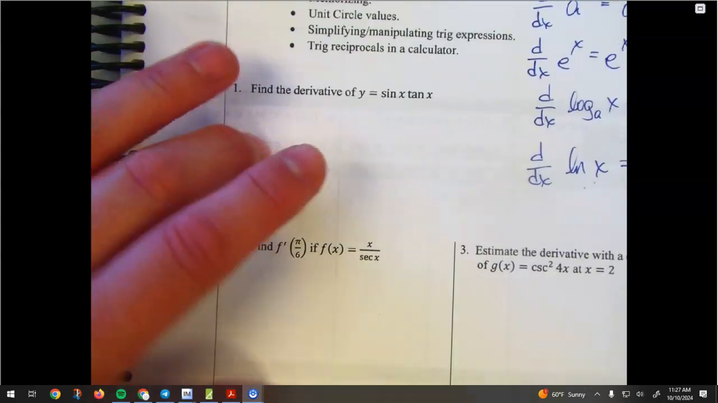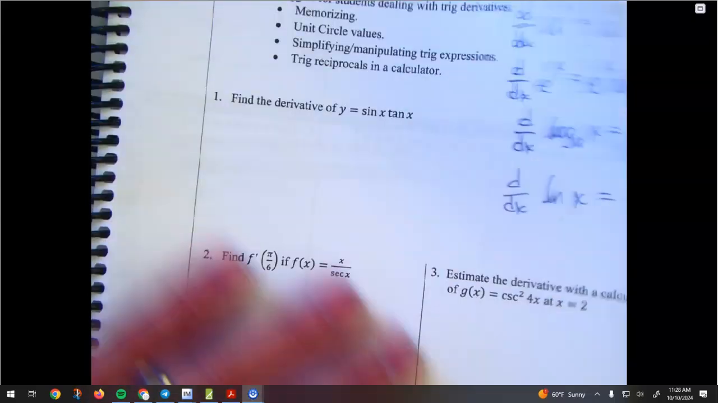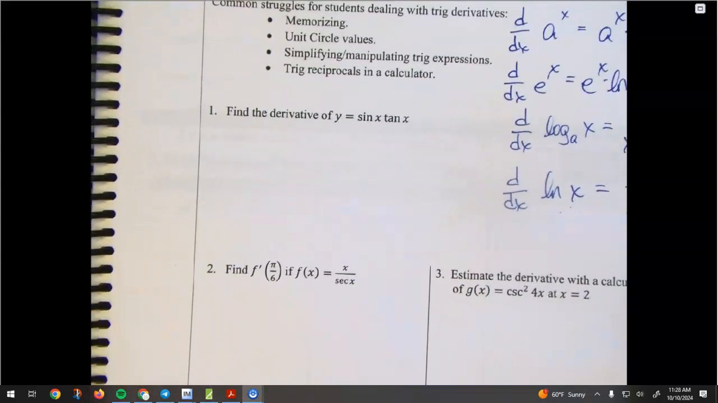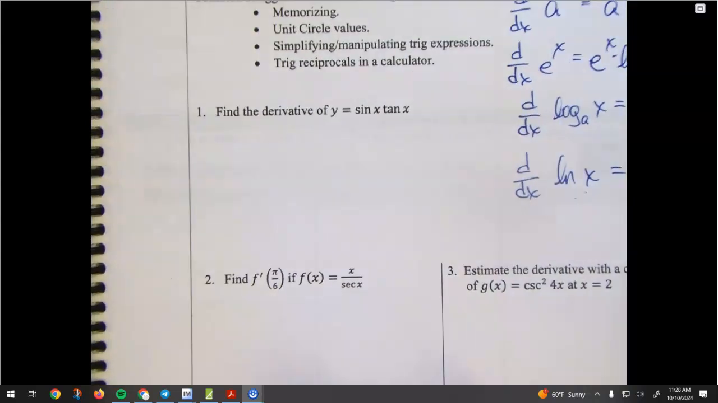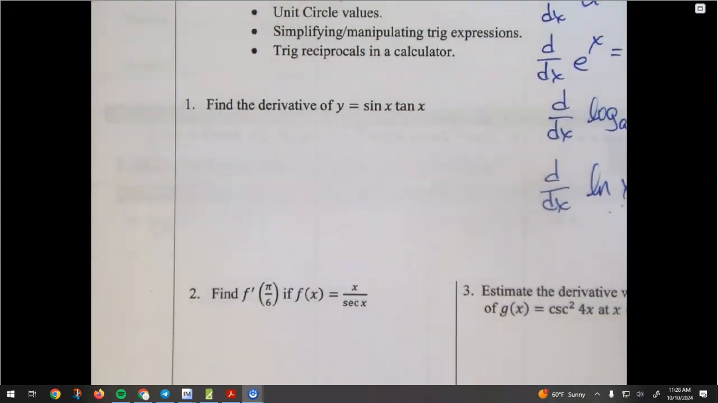Alright, let's keep going. I'll do 1, 2, and 3 here, and then whatever else you guys want me to. So sine of x, tan of x. So you're going to start to have to combine things. So there's trig rules, and this is product rule, and then next week we're going to do the chain rule.